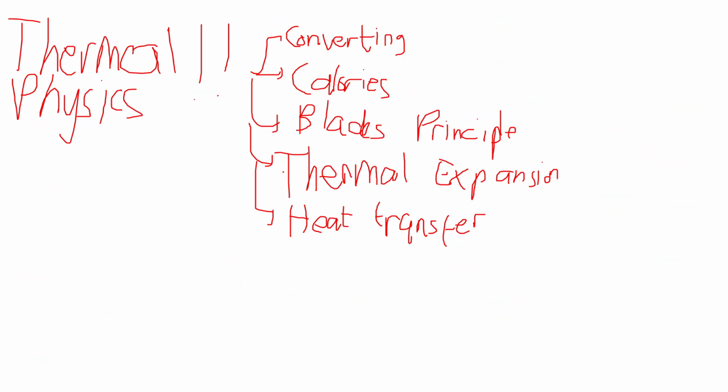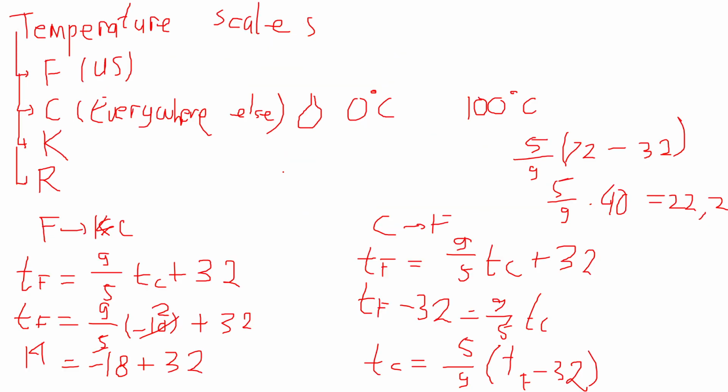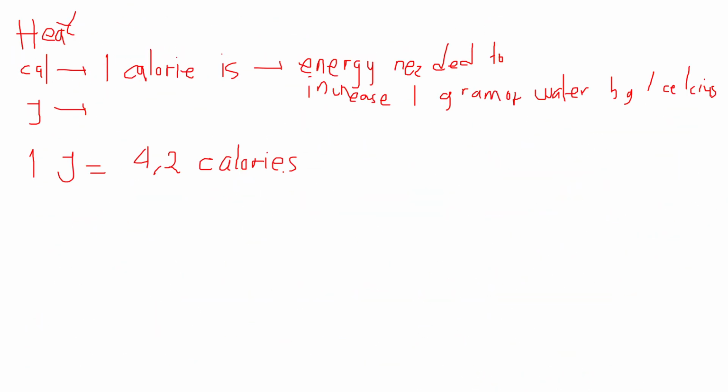What else do we need to talk about? Black's principle. There's this thing we call heat capacity, which is capital C. Heat capacity is basically how much energy you need to raise something by 1 Celsius. Let's say the heat capacity is 20. That means you're going to need 20 joules or calories to raise a substance by 1 Celsius.